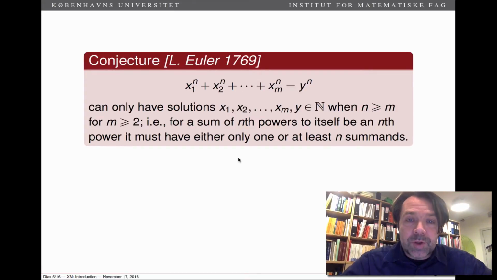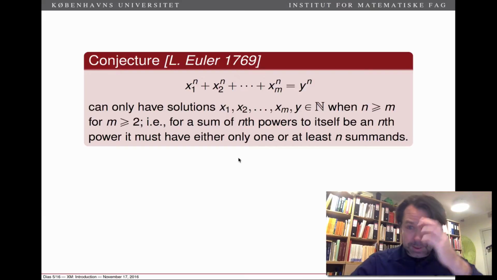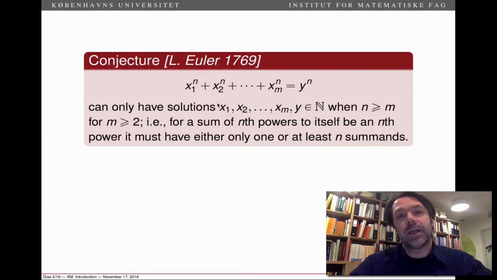conjecture which relates to sums of powers. Euler had the conjecture that if you have a sum of nth powers, let's say m of these terms, that add up to an nth power, then it's because there either is only one term on the left of the equation, meaning that m is 1, or there are at least n terms, meaning that m is n or larger. What he was saying is that if you have a sum of nth powers, of integers for this to make sense, and these m nth powers add up to another nth power, y to the n, then n has to be at most m.